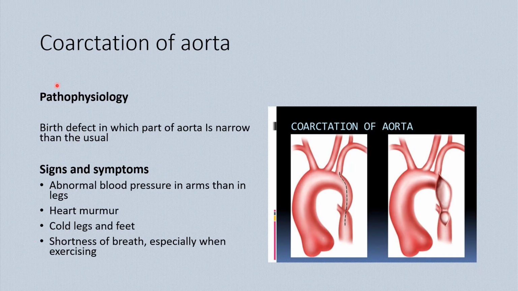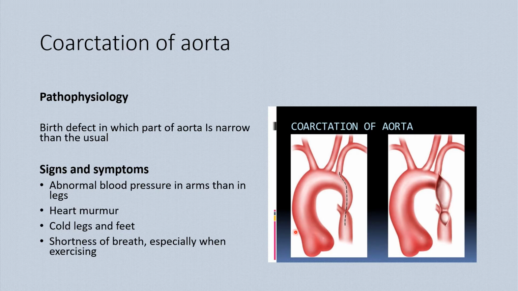The next acyanotic congenital heart disease is coarctation of aorta. Coarctation means stenosis or narrowing of the aorta. It can occur at any part of the aorta, but the most commonly affected portion is the descending aorta. You can see in this picture that there is narrowing of the lumen of the descending aorta, leading to back pressure of the blood into the aortic arch and proximal aorta.